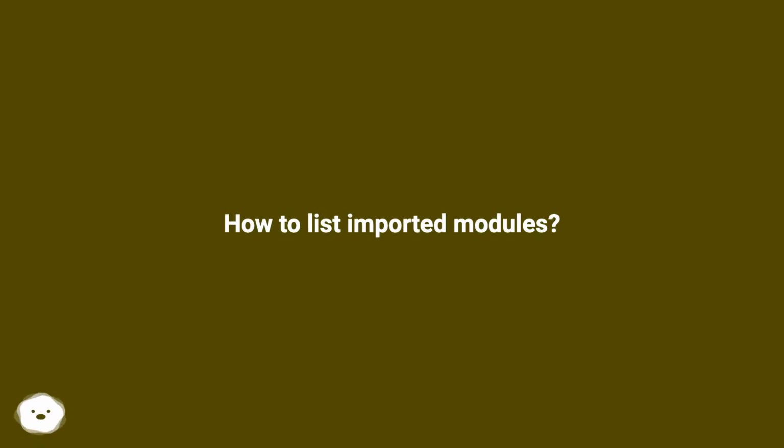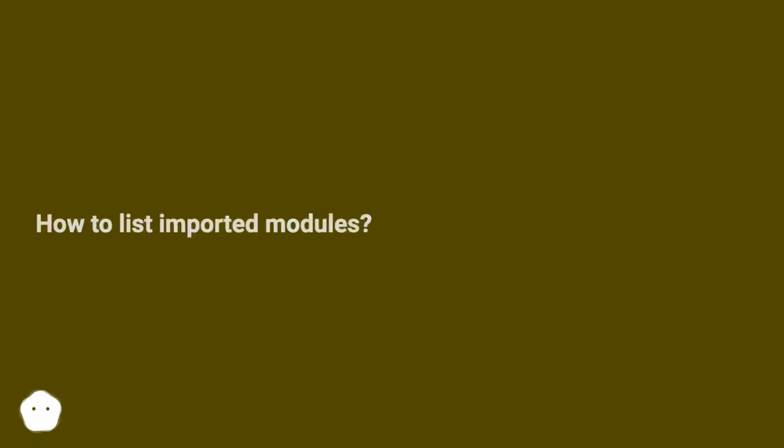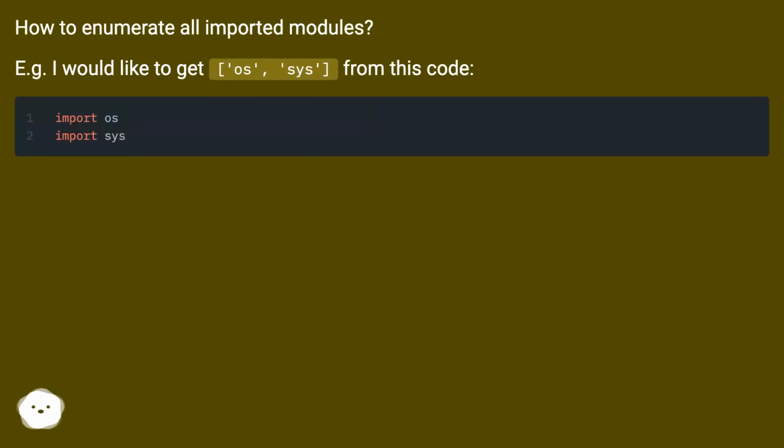How to list imported modules. How to enumerate all imported modules. For example, I would like to get os, sys from this code.